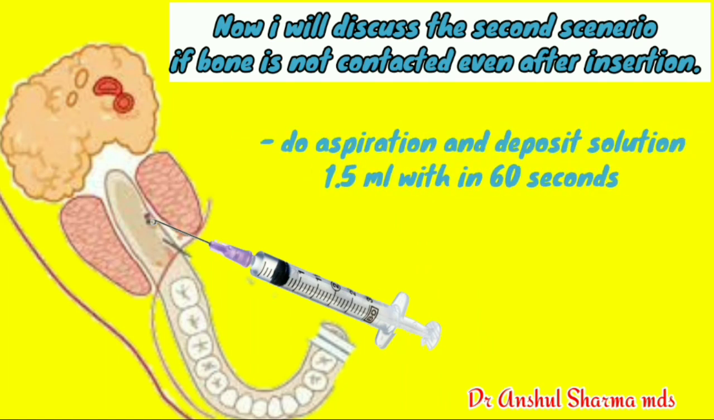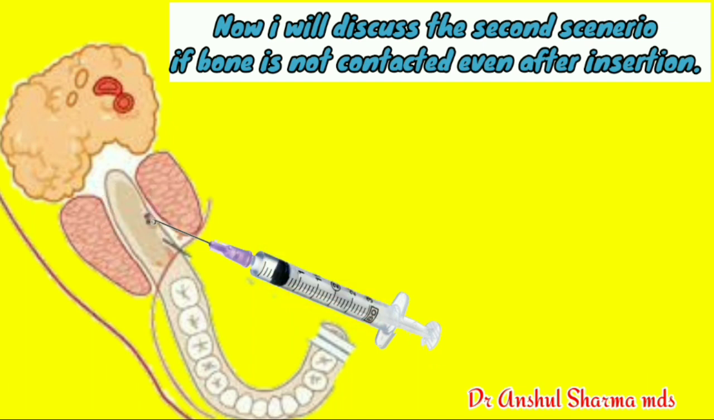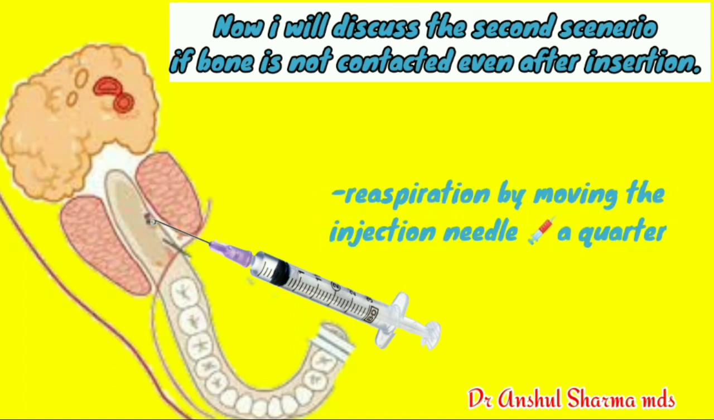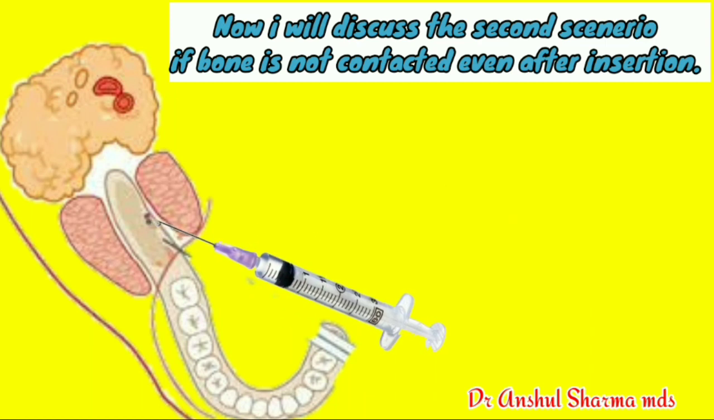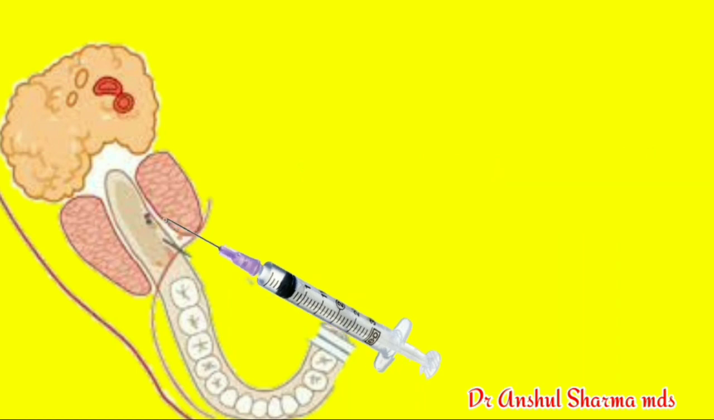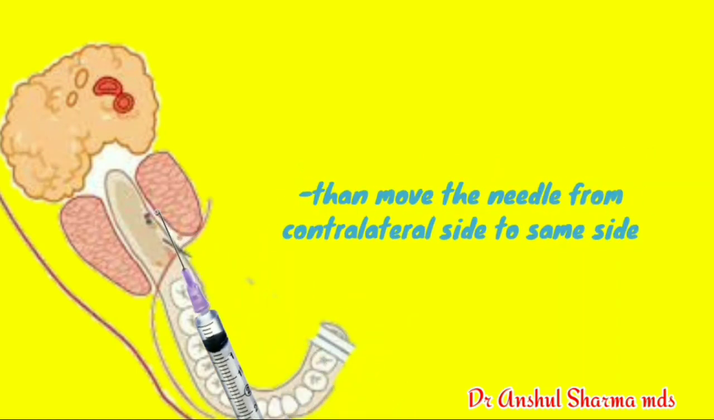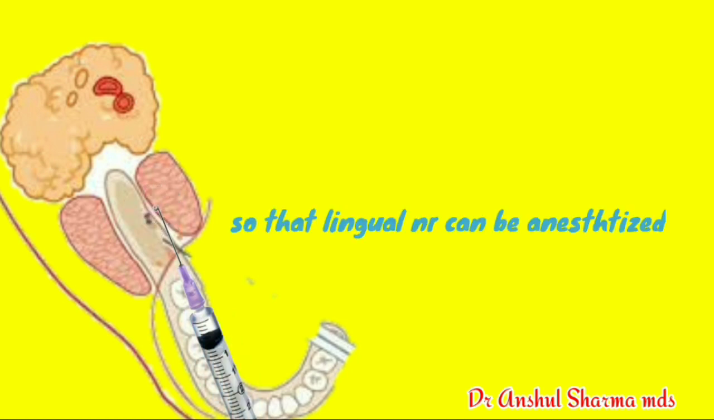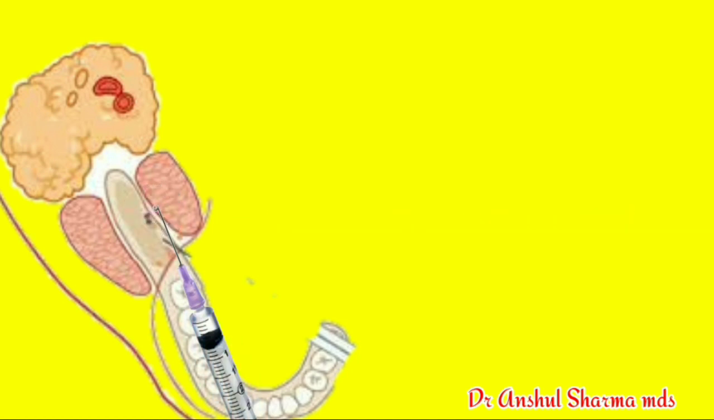Then do aspiration, and if aspiration is negative, slowly deposit 1.5 ml of anesthetic over a minimum of 60 seconds. To reconfirm yourself, you can do re-aspiration by moving the injection needle a quarter. Then slowly withdraw the syringe up to half of the length of the needle. Then move the needle from the contralateral side to the same side and deposit the remaining anesthetic solution so that the lingual nerve can be anesthetized.